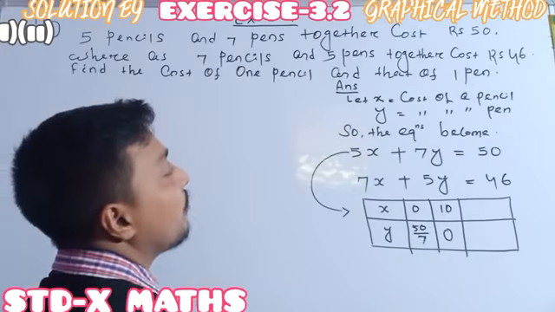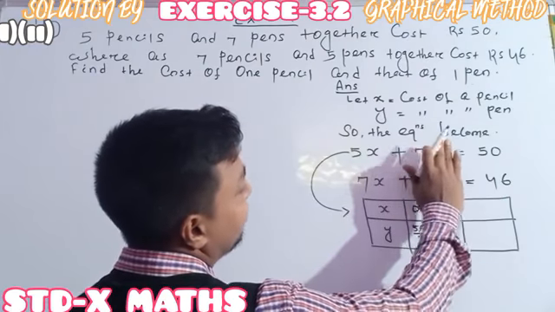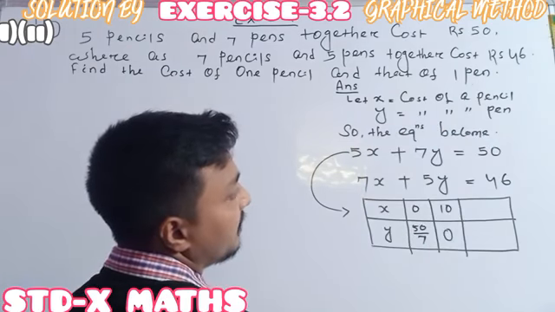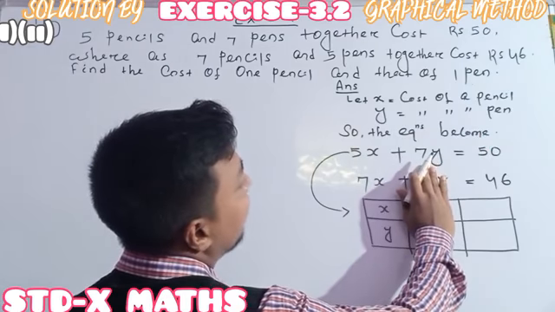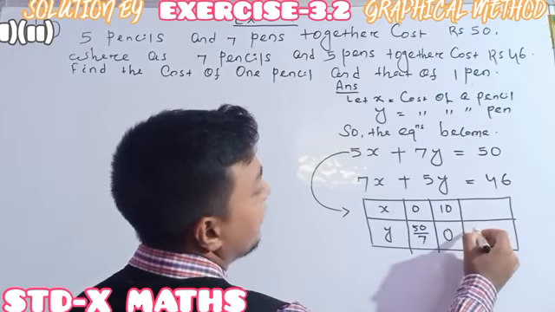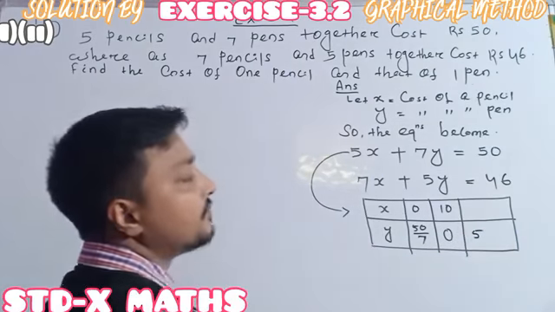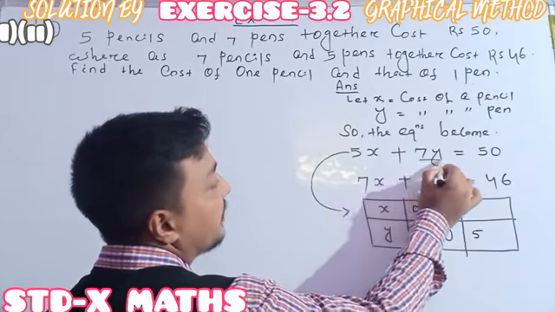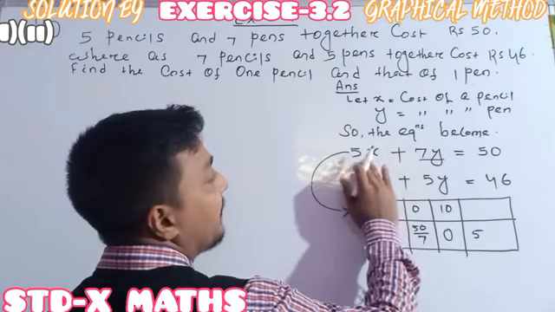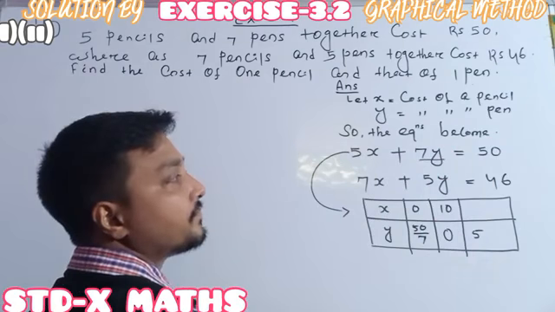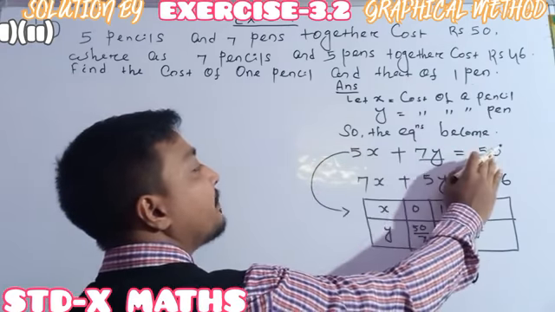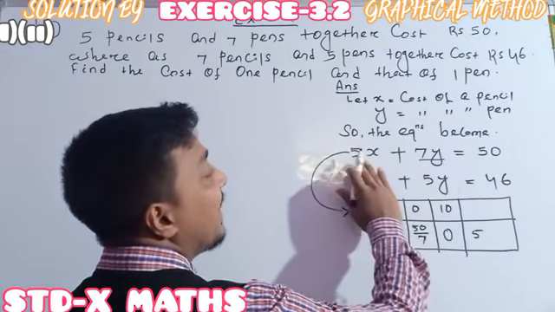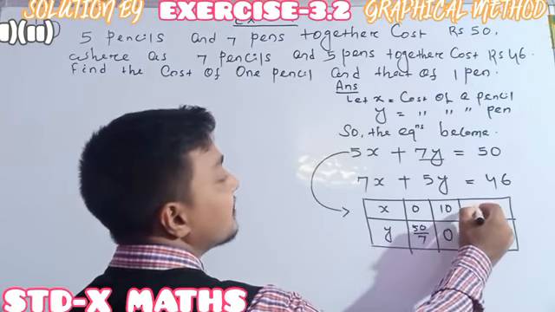Another one we have to try to find. See, in place of y, if I put 1, we will not get a whole number. Suppose I put y equal to 5, since 7 fives are 35. Whenever I put y equal to 5, this term will be 35. So 5x plus 35 is equal to 50. It means 5x equals 50 minus 35, which is 15, so 5x becomes 15 and x becomes 3.